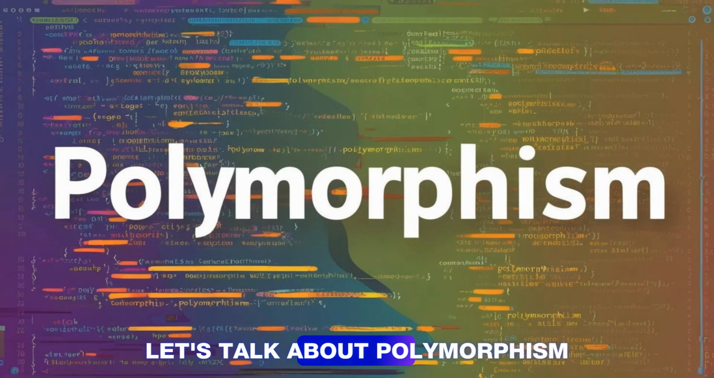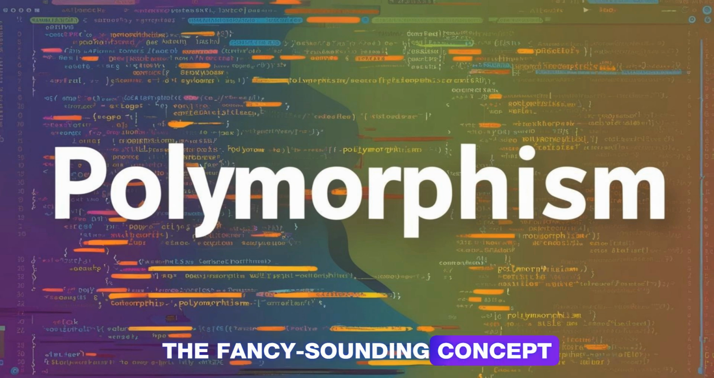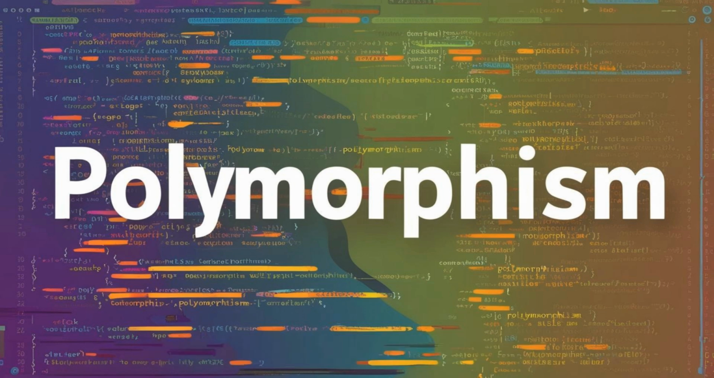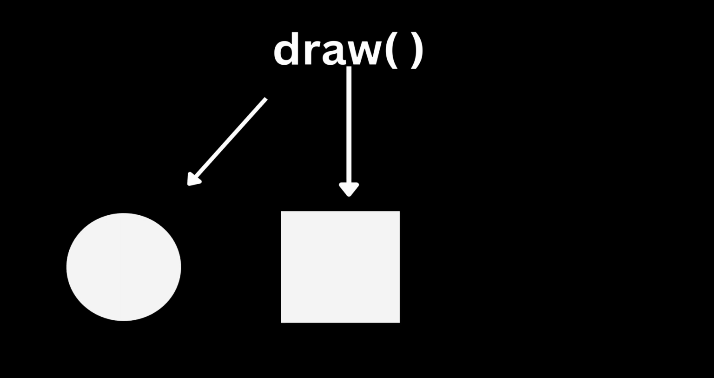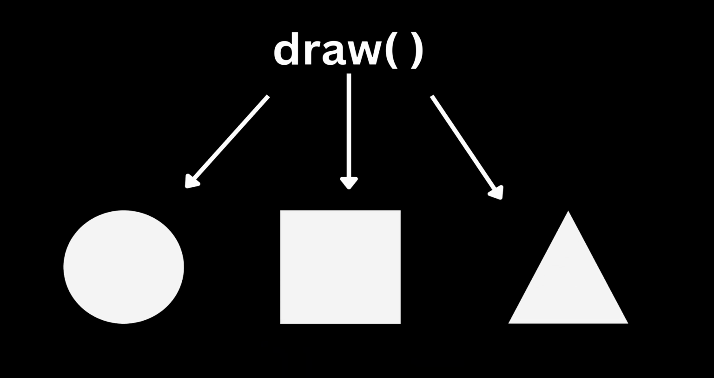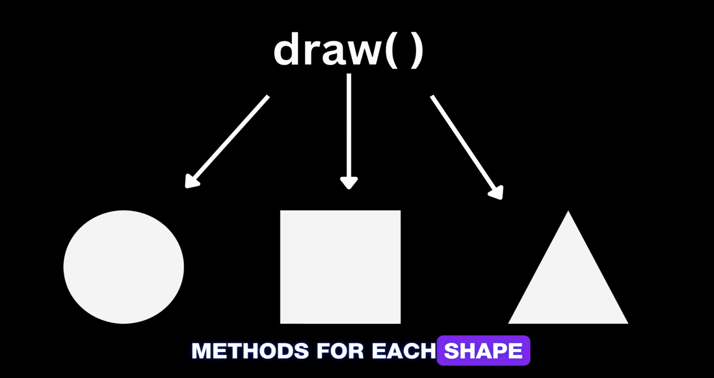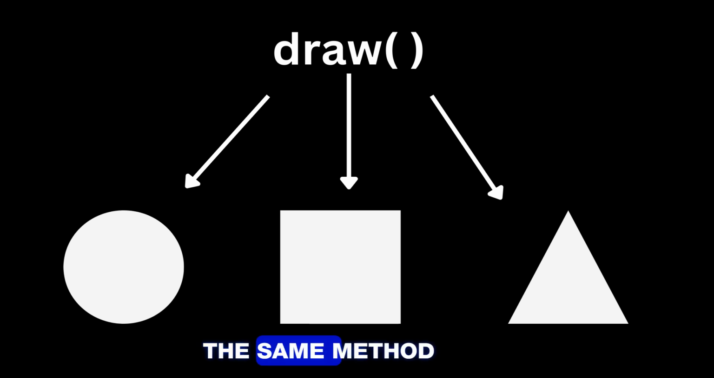Now, let's talk about polymorphism, the fancy-sounding concept that makes your code super flexible. Polymorphism allows one method to behave differently based on the context. Imagine you're designing a drawing app. You have a draw method that works for different shapes, circles, squares, and triangles. Instead of writing separate methods for each shape, polymorphism lets you use the same method name, and the correct version is automatically called based on the object type. This makes your code dynamic and incredibly powerful.